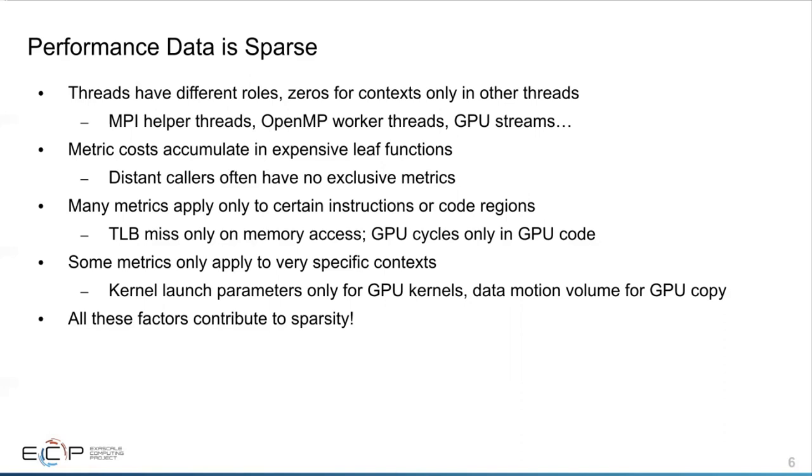And then many metrics apply only to certain instructions or code regions. For example, the TLB miss only applies to memory access, and GPU cycles only apply to GPU code. Some metrics also only apply to very specific contexts. Kernel launch parameters only apply to GPU kernels, and data motion volume only applies to GPU copies. So all of these factors I mentioned contribute to sparsity.